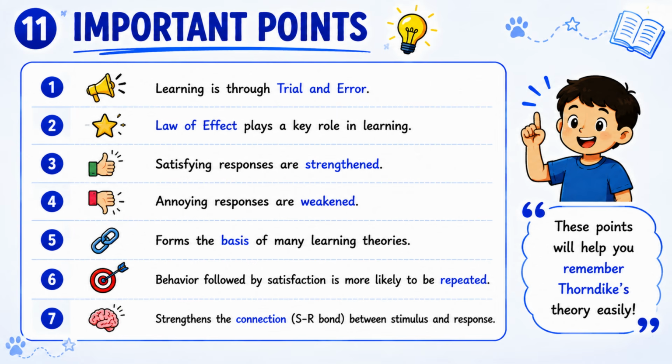Let's quickly revise the important points of Thorndike's trial and error learning theory. Point number 1. Learning happens through trial and error. We try different methods until we find the correct solution. சிம்பிளா சொல்லணும்னா, ட்ரை பண்ணிட்டே இருந்தா சக்சஸ் கண்டிப்பா வரும்.